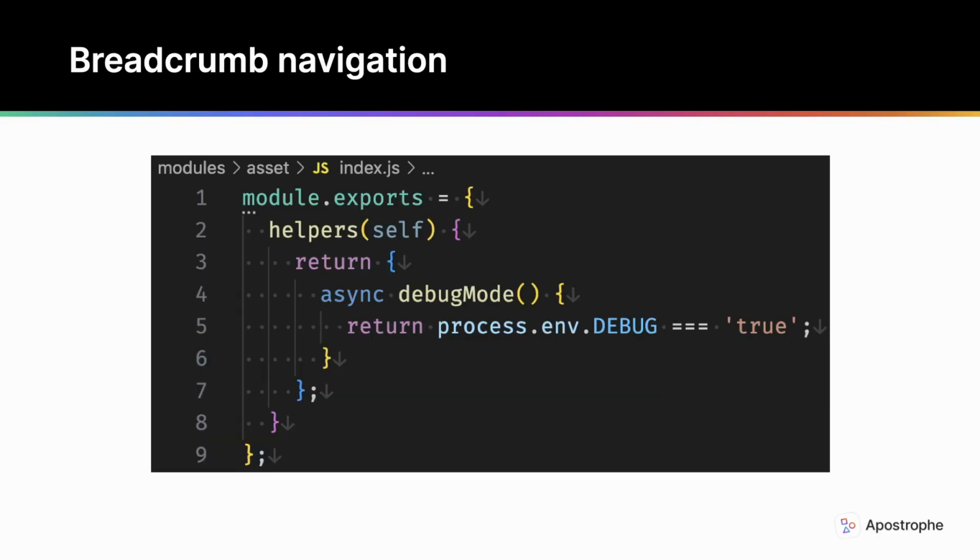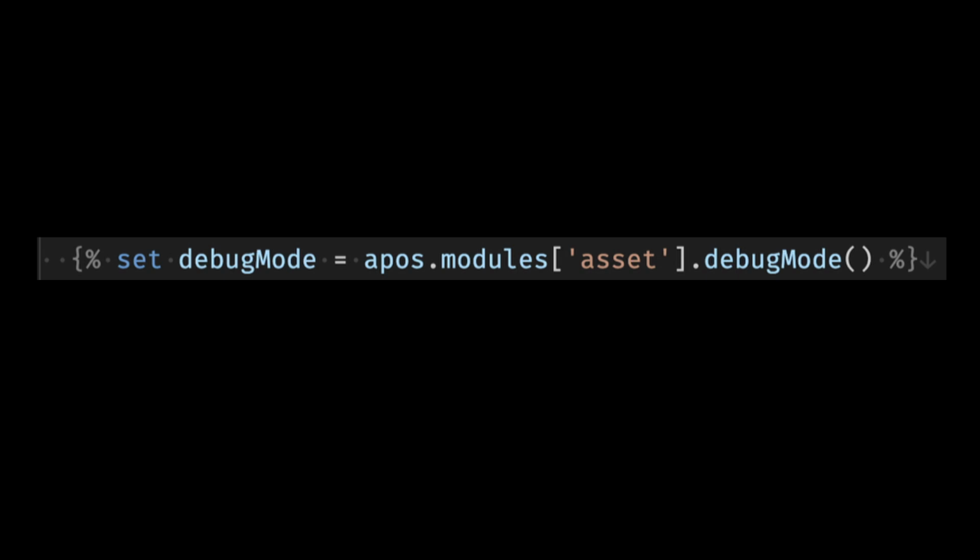In this case, we are adding a simple function, async debugMode, that doesn't take any arguments. You can see by the function declaration that you could leverage the await keyword to pause execution until a promise is resolved, ensuring sequential execution where necessary. In this case, we are simply checking the debug environment variable and passing a boolean to the template based on that value.